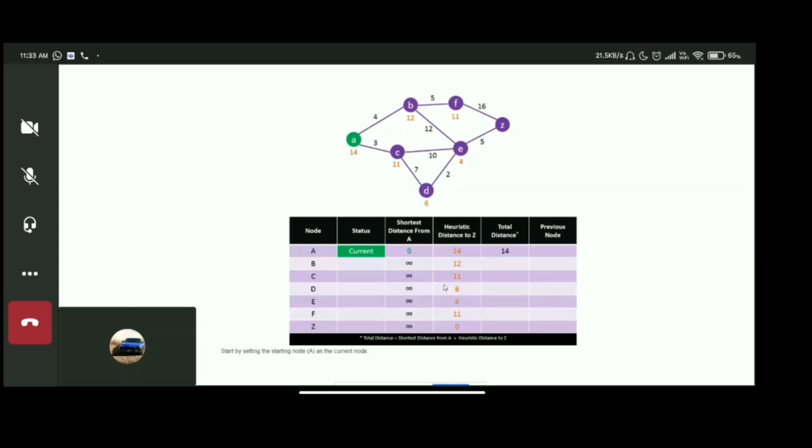Next step, explore the neighbors of A, B and C. So you will explore the path A to B and A to C.